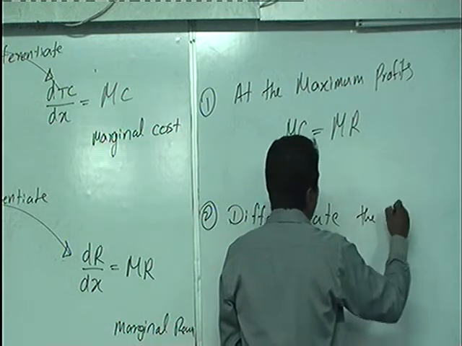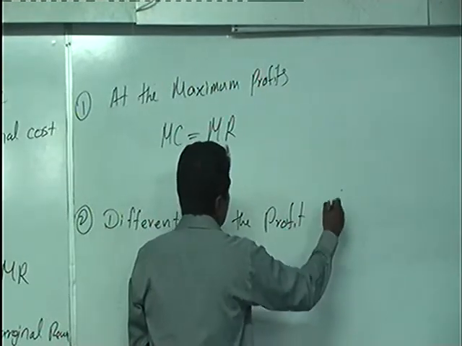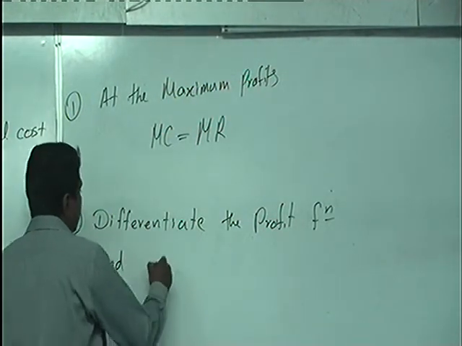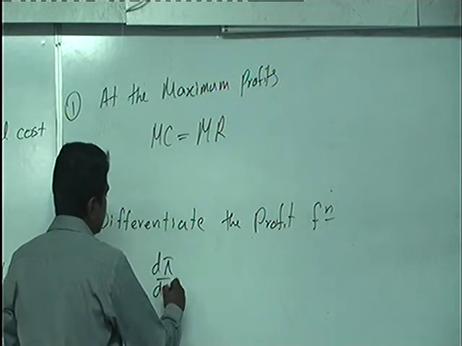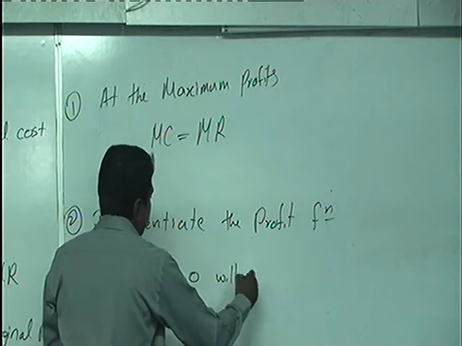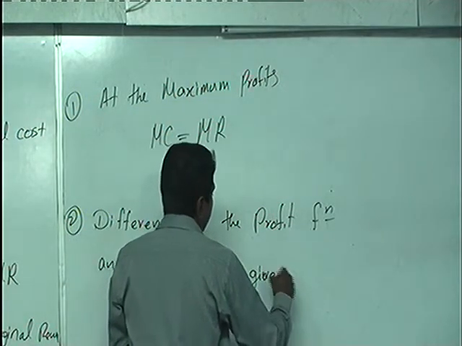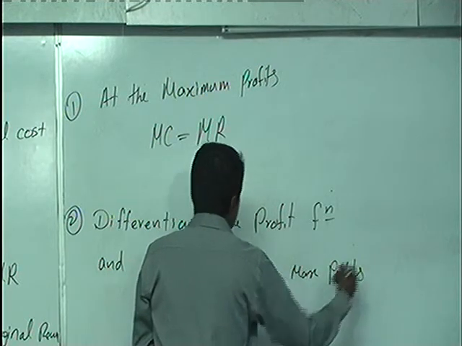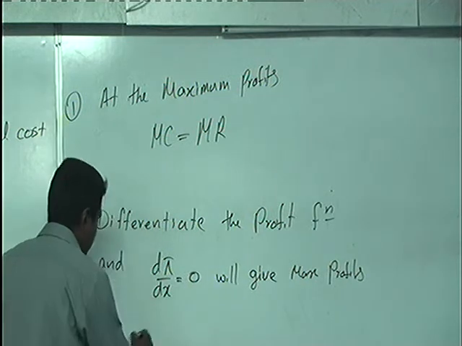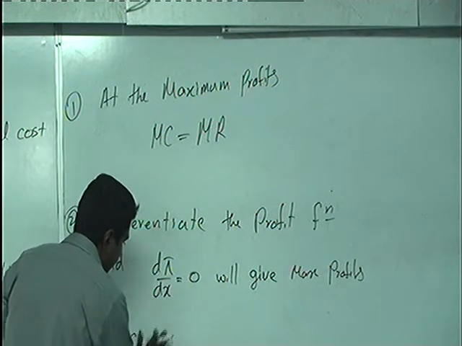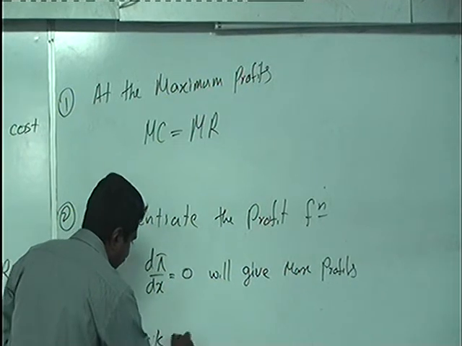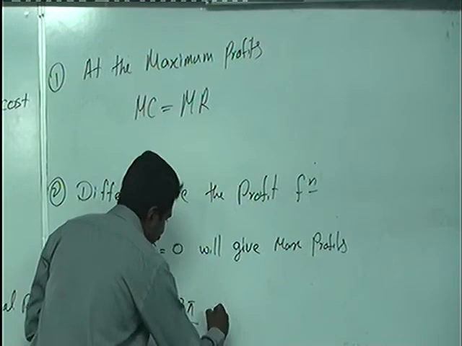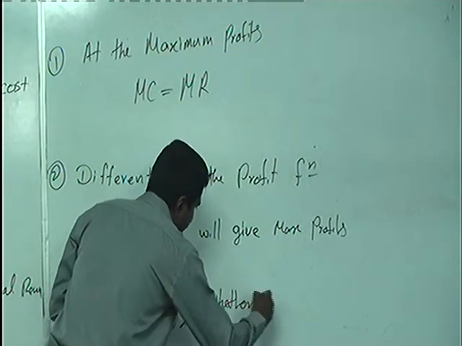Differentiate the profit function. So differentiate the profit function, and d phi by dx equals 0 will give maximum profits. So where you need to check d2 phi by dx2 whether it is negative.